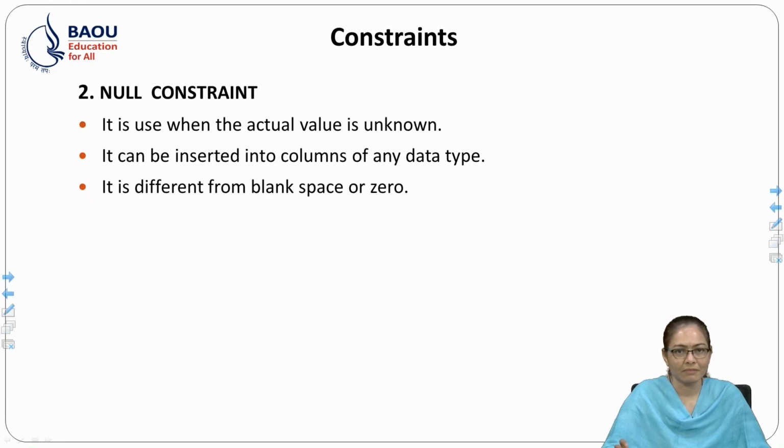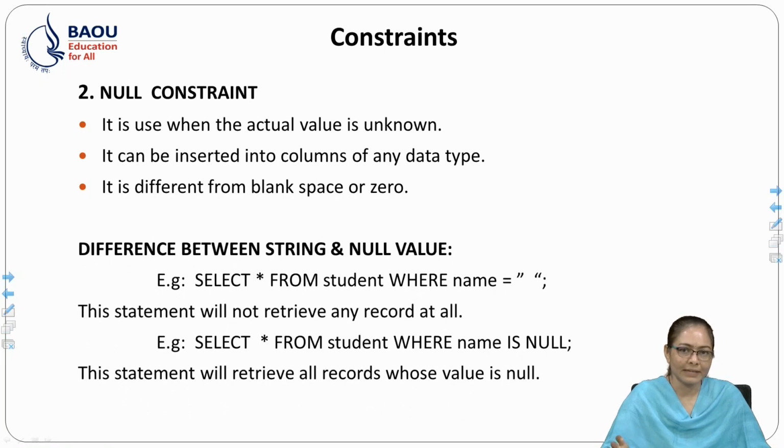in the future. When we fetch the data whose column contains a blank, it will not access the data. See the differences between a string and a null value. For example, select star from student where name is blank. When we do not enter any data, it will not fetch any records. When we fetch the data from the table whose name is blank, this statement will not retrieve any records.